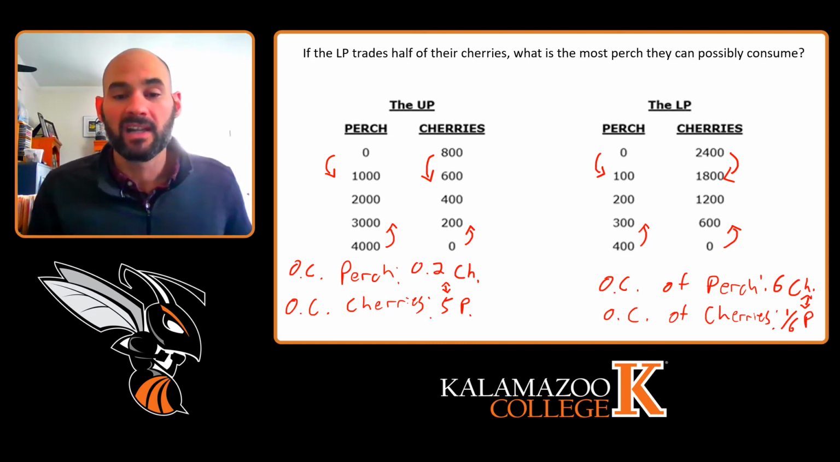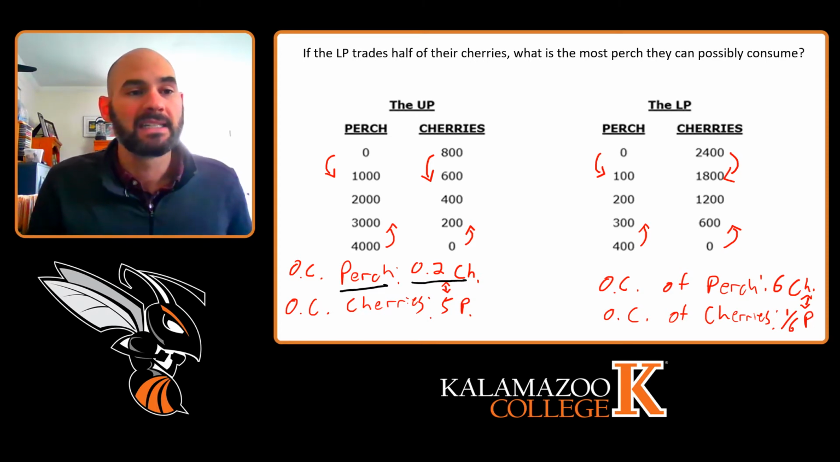That because it only costs the UP 0.2 cherries to get 1 perch, then they are never going to pay more than 0.2 cherries to get 1 perch. So in other words, if they trade a perch with the LP, they're going to require more than 0.2 cherries in return.